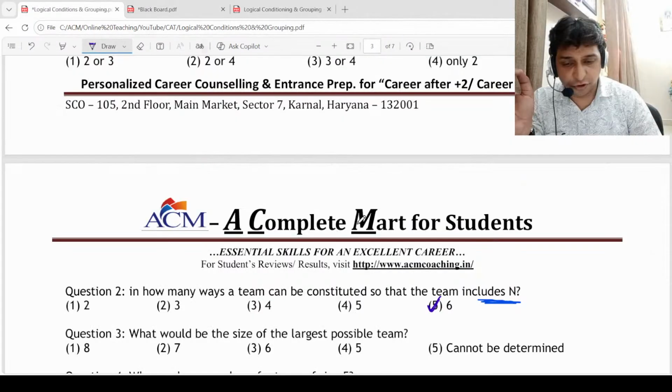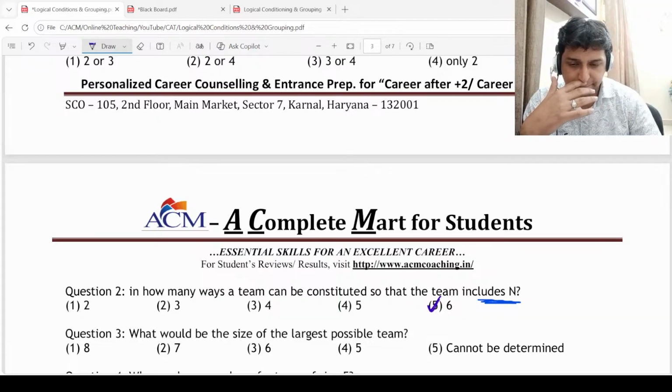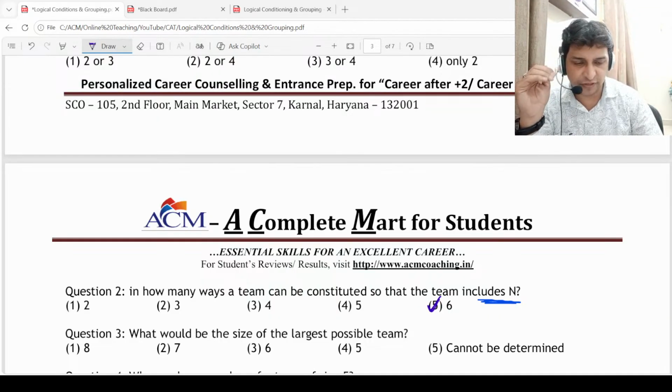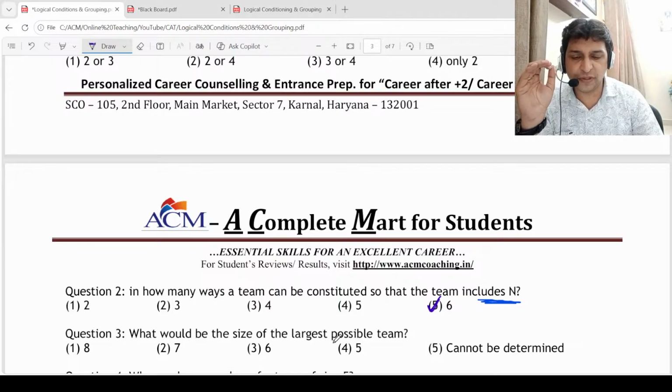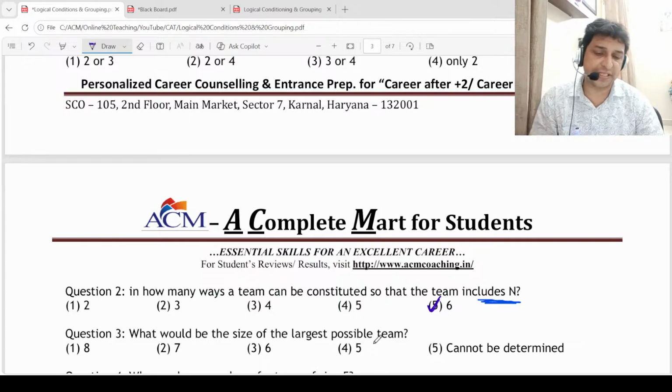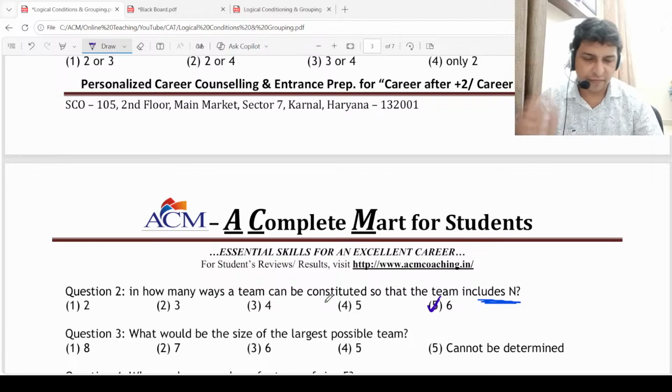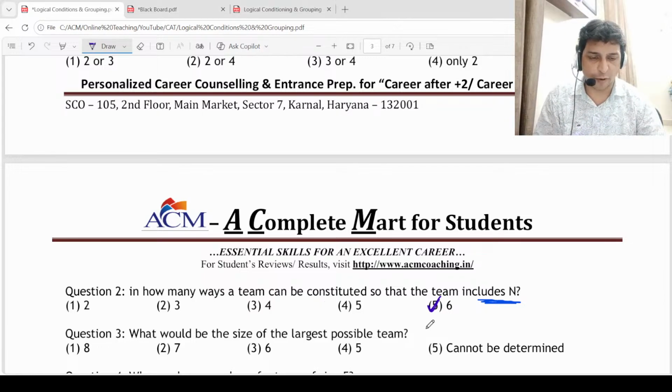The next part of this question, question number 3, asks: what would be the size of the largest possible team? Now the largest possible team I already had in front of me, out of some options which we have.